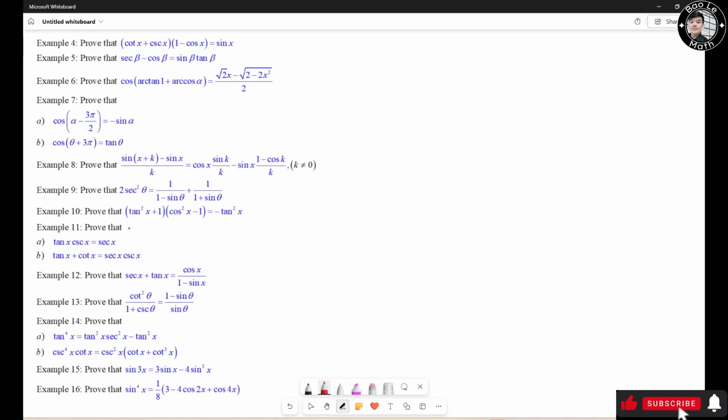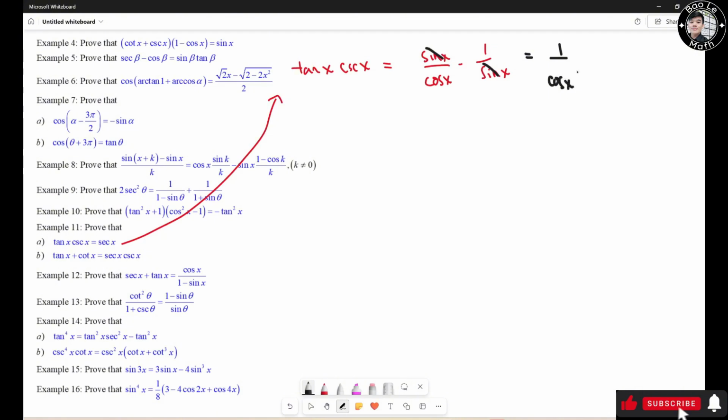Now let's move on to example number 11a, right? So we have tangent s cosecant s equals tangent s equals sine s over cosine s, right? Cosecant s equals 1 over sine s, right? Now this guy cancels out. So you have 1 over cosine s, right? It's going to be secant s, right? So this one has been proved.